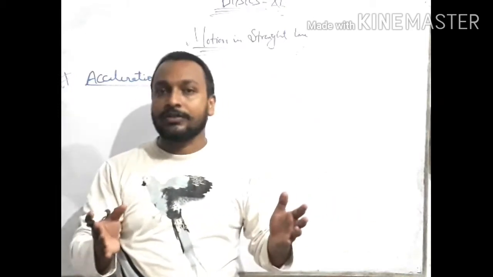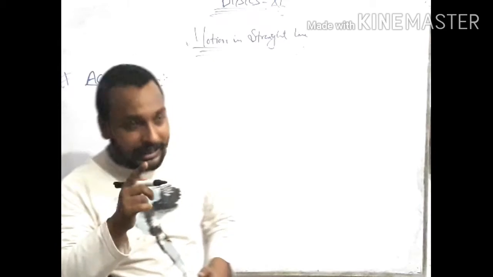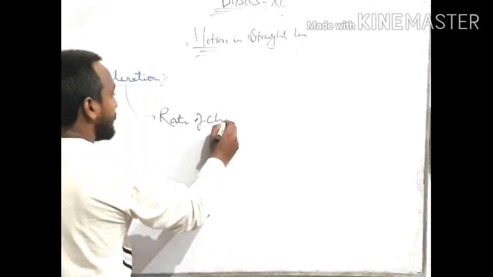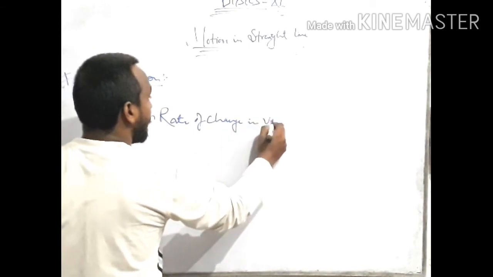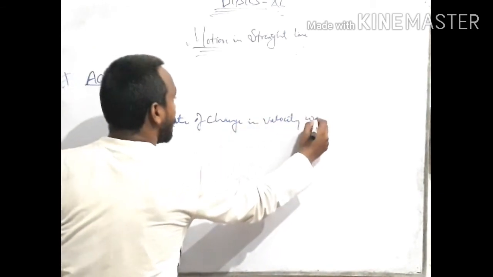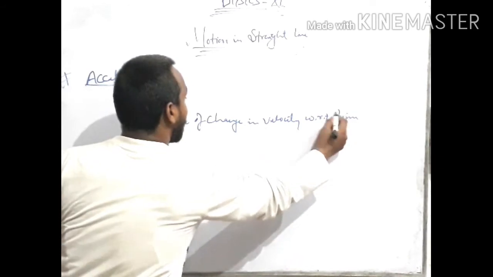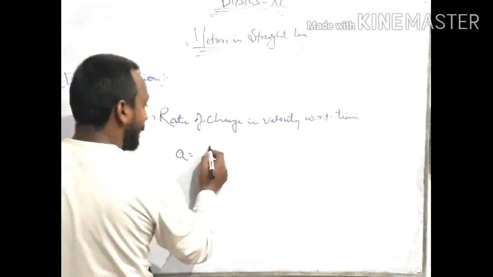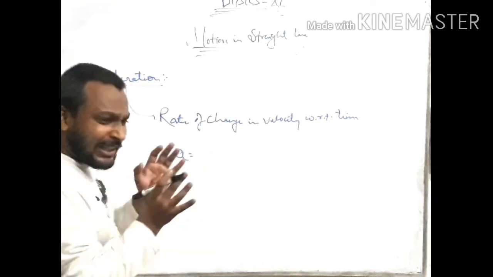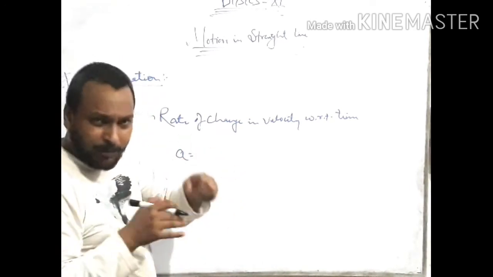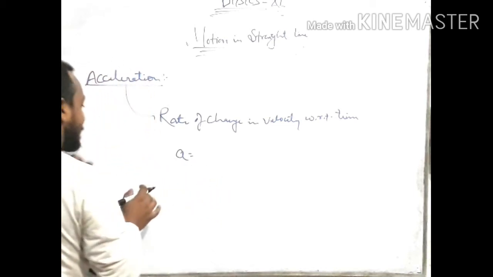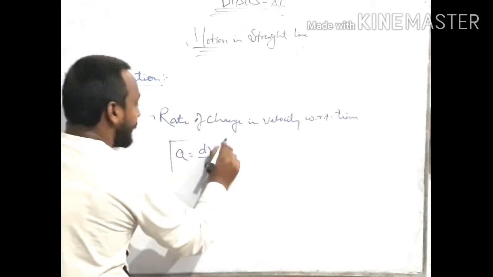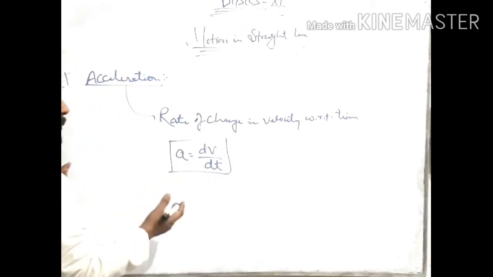The rate of change of velocity with respect to time is called acceleration. So here you can write it as the rate of change in velocity with respect to time. That is acceleration. It is very simple. You can write A, and if the body is accelerating, you can say that it is equal to dv by dt, right? It is dv by dt, or change in velocity per unit time.